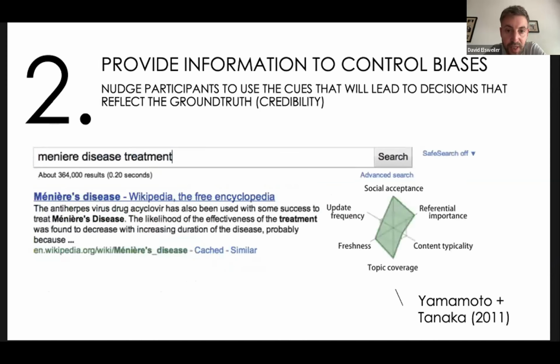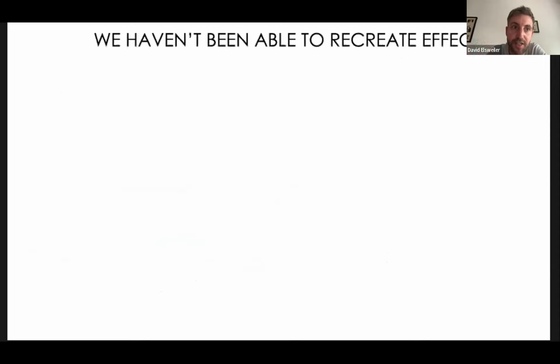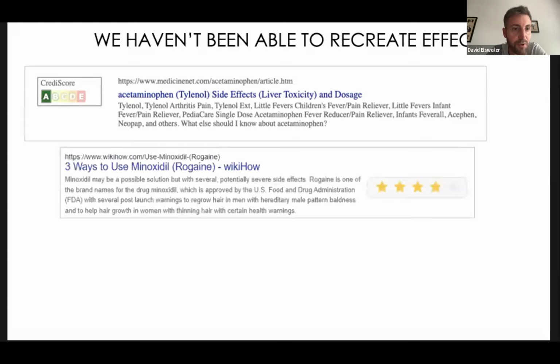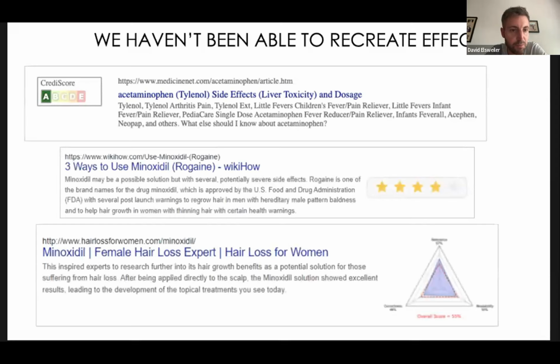A similar example by Yamamoto and Tanaka showed that a similar type of augmentation of the search listings can have a similar outcome. A caveat, however, is we haven't been able to recreate these effects, and that hasn't been for a lack of trying. I have a class that I run every year where students in groups run small studies, and this has been a topic of interest to them. They've tried lots of different things, from credibility scores based on nutrition labeling to star ratings to graphics similar to the spider graphic, and none of them has been able to replicate the kind of effects in the literature.